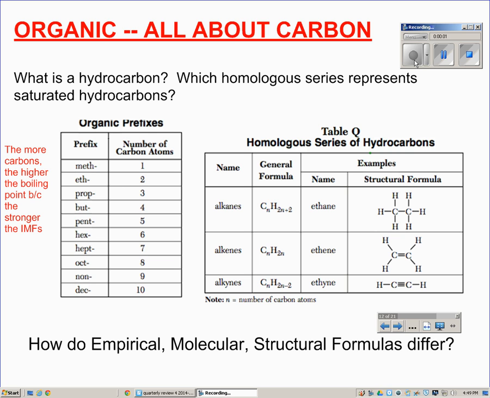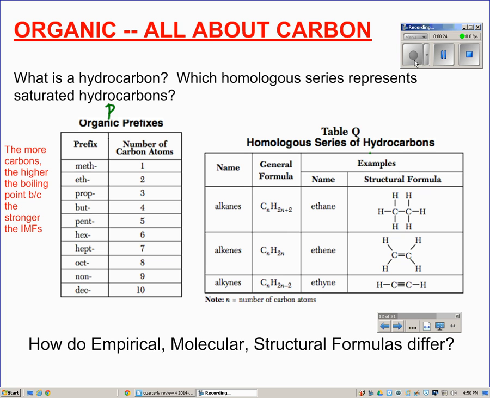Welcome to part 2 of the quarter 4 review where we'll cover organic and nuclear. So for organic, the most important thing that you need to realize is that organic is all about the element carbon. In fact, when you look at the reference tables, table P and table Q, you'll notice that they're all about carbons.